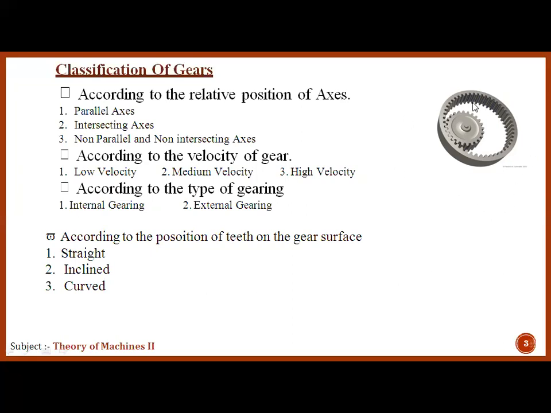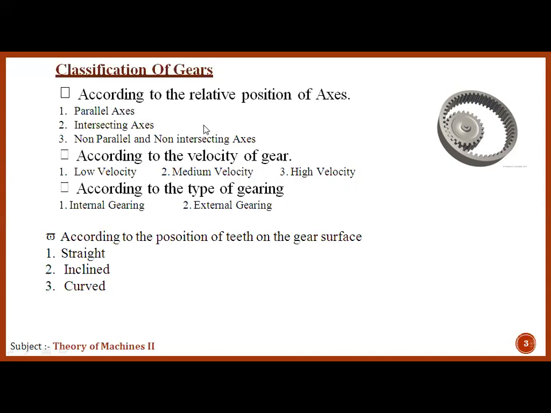Now here in this particular picture you may see that this gear pair belongs to the parallel axis classification. If you see the axis of this particular gear, which will be at this point, and the axis of this other gear, which will be at this point, both the axes are parallel to each other, so it will come under the category of parallel axis.